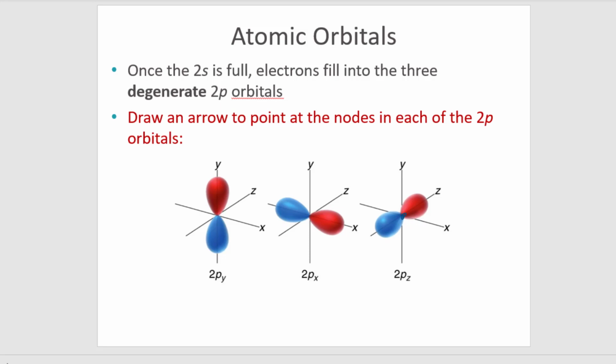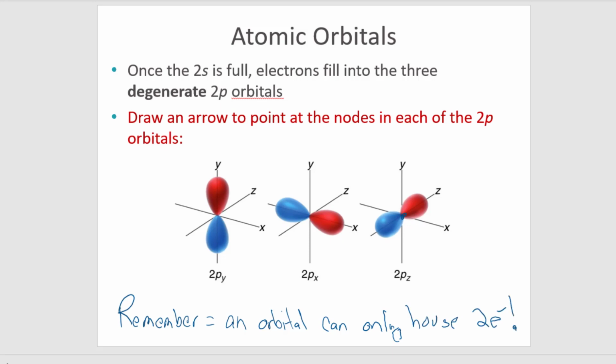So there's a maximum, remember, an orbital can only house 2 electrons. So if you want to house 6 electrons, you'll need 3 orbitals.